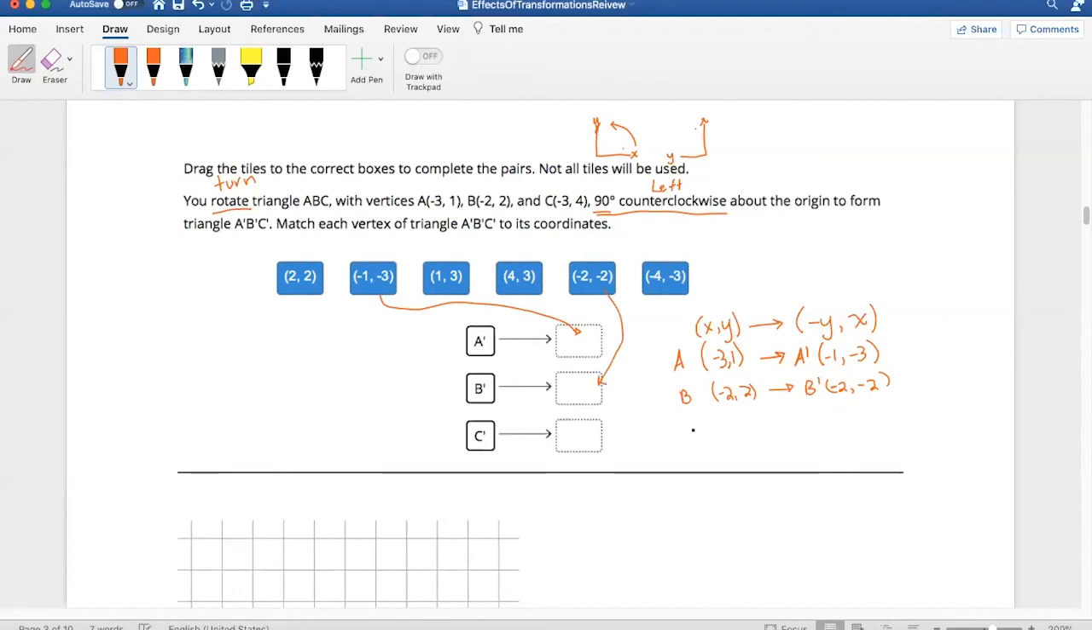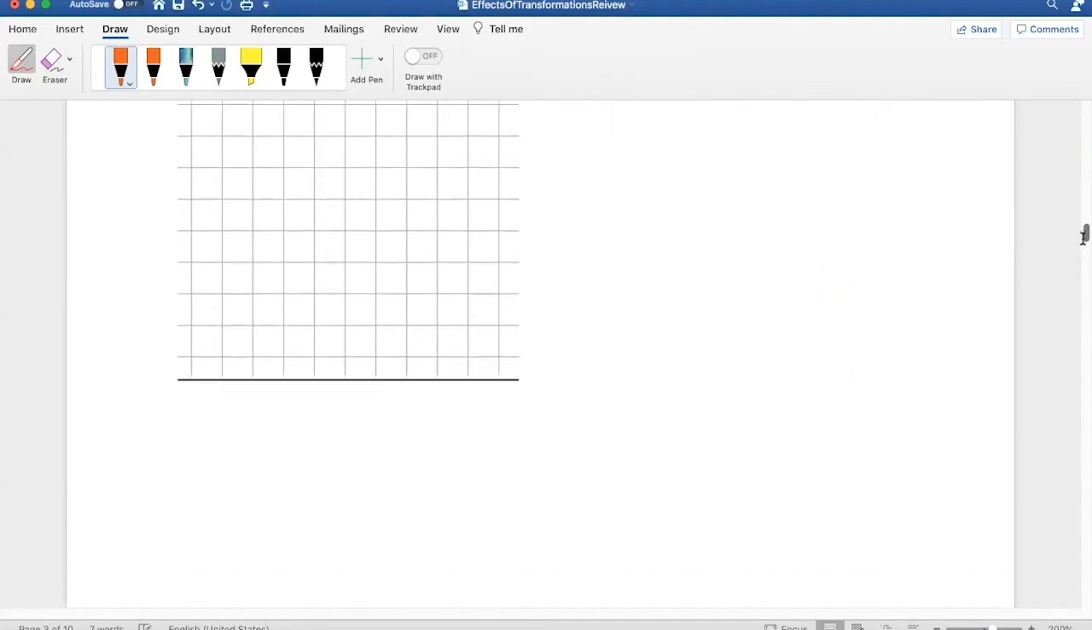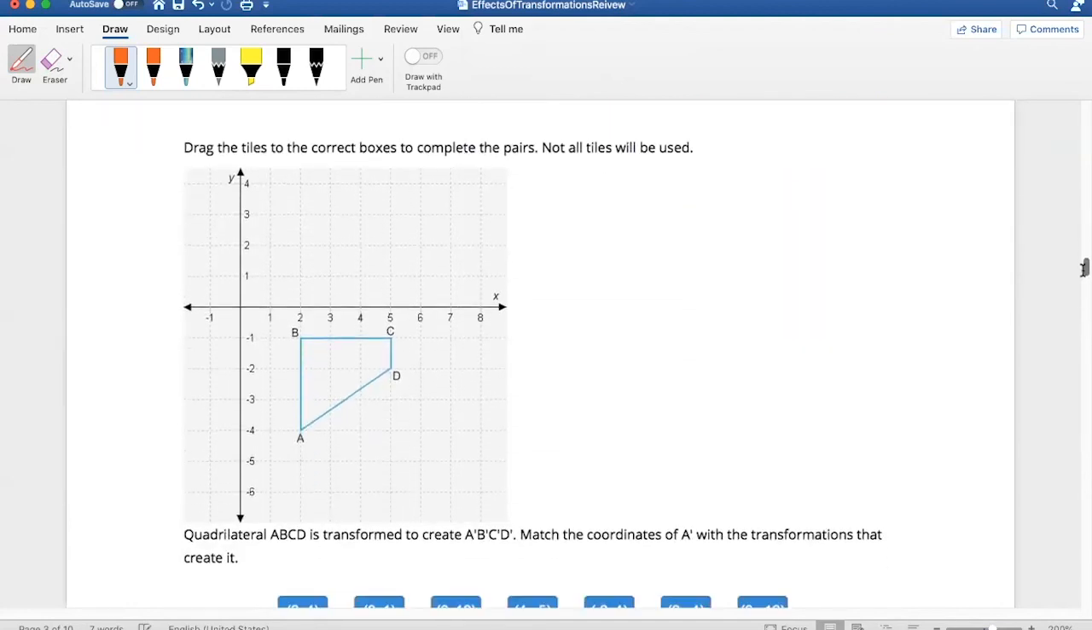And then the last one, -3, 4. So same thing. The X and Y are going to flip-flop, and that's going to become the opposite. All right, so hopefully that helps.